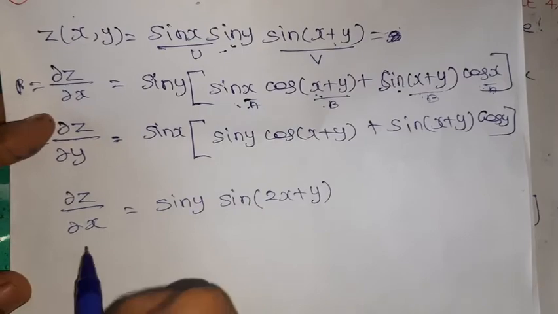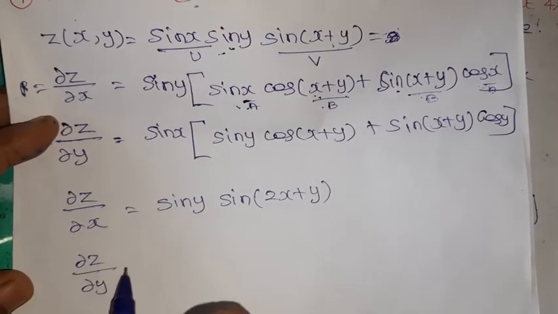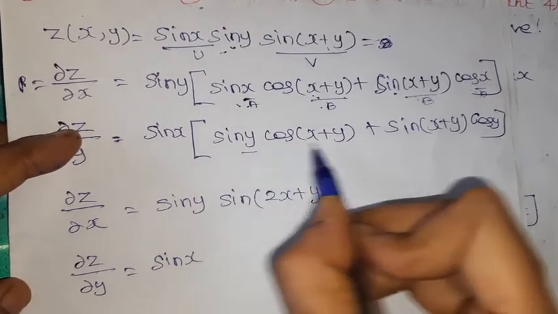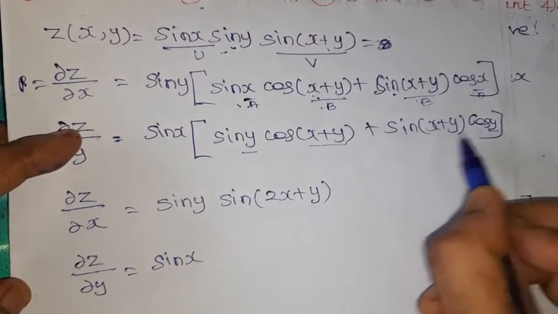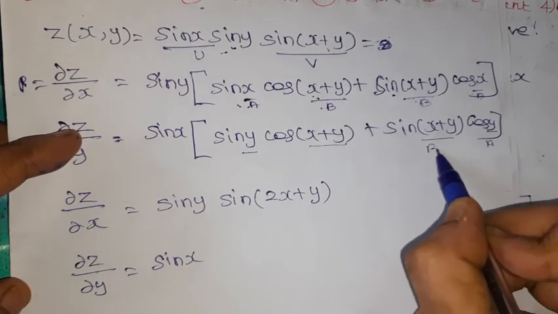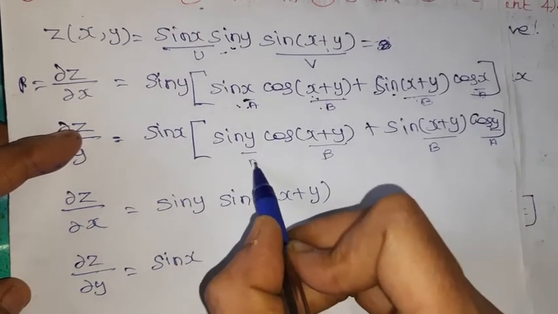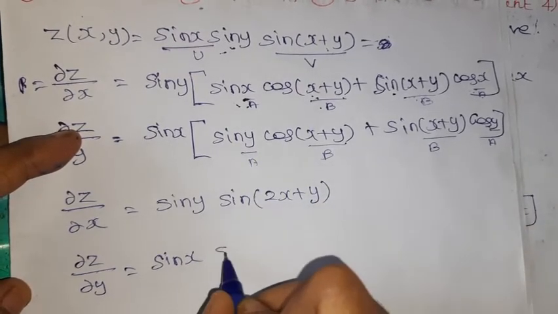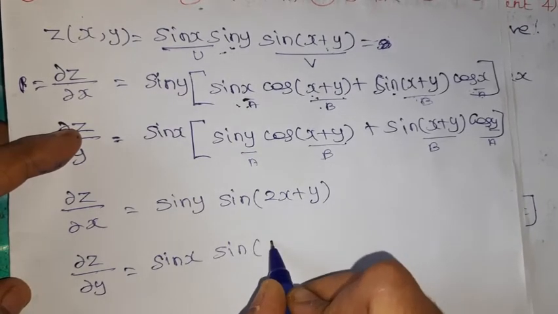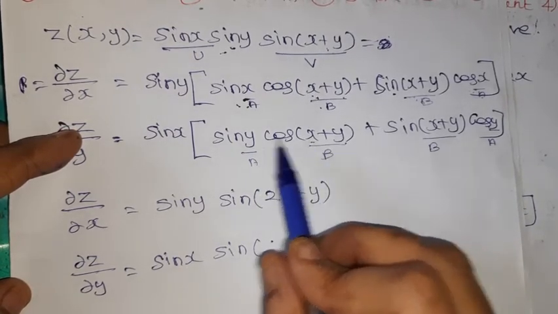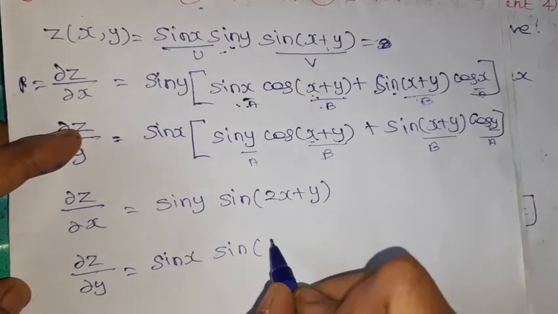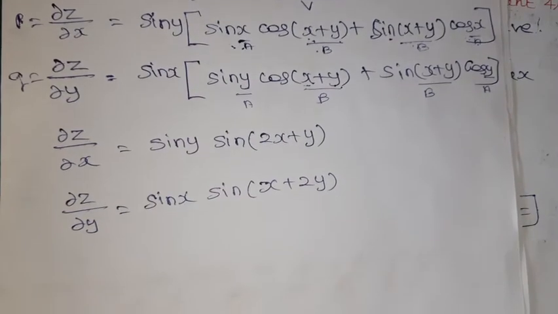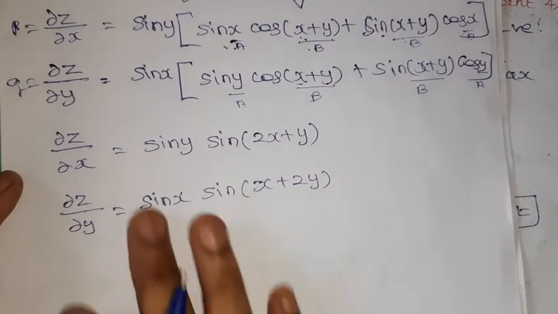Here also dou z by dou y, see that equation. Write sin x as it is. See, this is sin a cos b plus cos a sin b, same thing, sin of a plus b. So sin of a plus b, what is that? X plus y plus x plus y, so x plus 2y. Here 2x plus y, here x plus 2y. This is the simplified form of dou z by dou x and dou z by dou y.